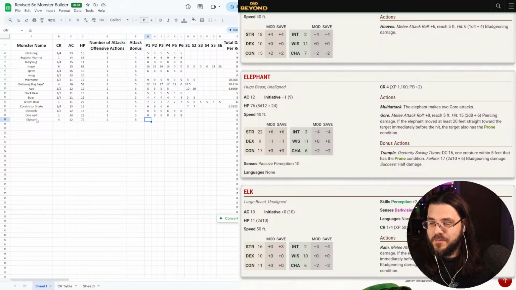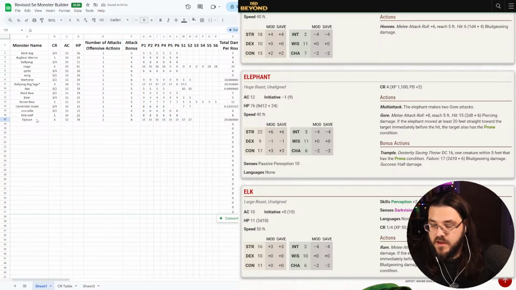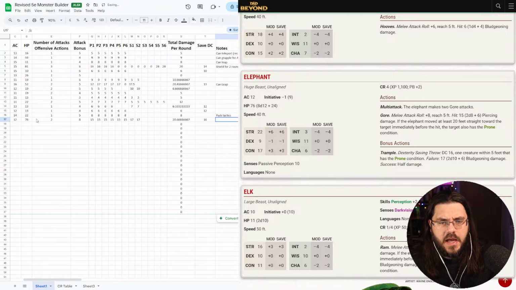There's 15 piercing damage, so again we're going to do 15 damage for 4 of the rounds, and assume, well, all of the rounds, and assume that in 2 of the rounds, if it moves 20 feet straight towards them before the hit, they have the prone condition. Oh, so it doesn't do immediate damage. That's fine then. Trample, Dex save, DC 16, within 5 feet that has the prone condition, so we'll assume 2 rounds for that. Fail that, they take 17 damage. And then the DC is 16, which feels high.